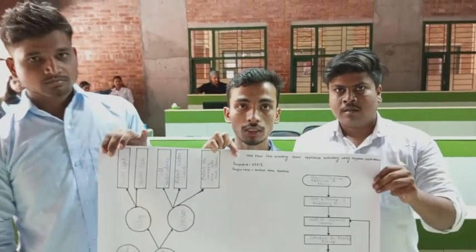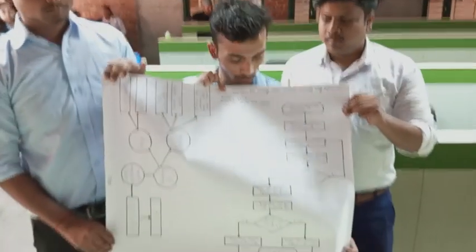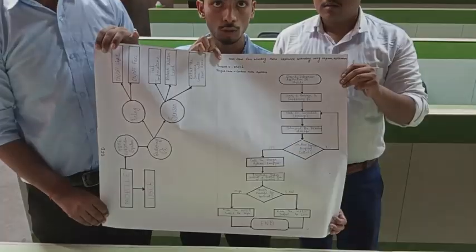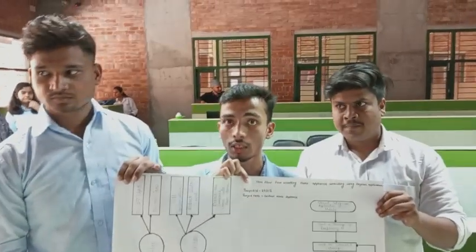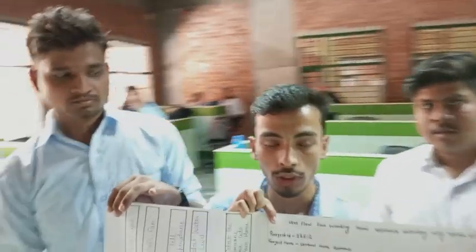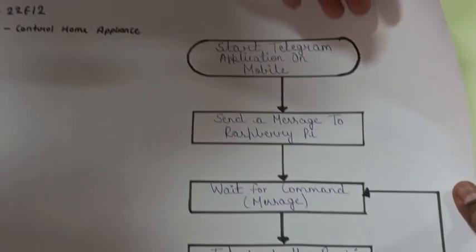My name is Uttar. This is a project on home automation, maintaining home appliances, implemented using IoT. In this project, we are using Telegram to control our appliances. So first of all, we start the Telegram app, and we just send a message to the appliance.